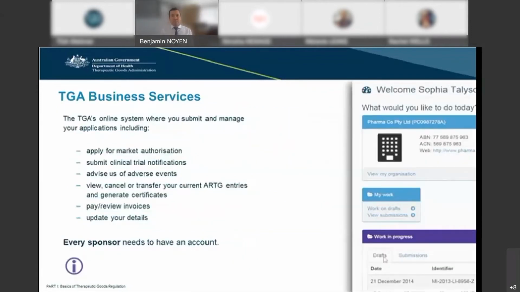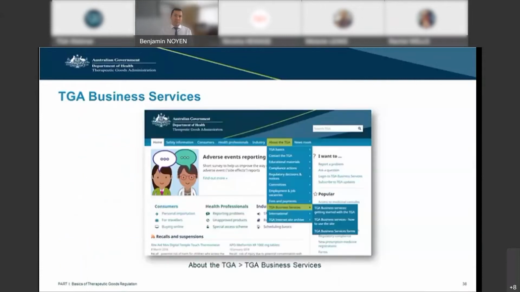TGA Business Services is where you submit and manage your applications. Every sponsor needs an account. You can find the TGA Business Services portal under the About the TGA tab.